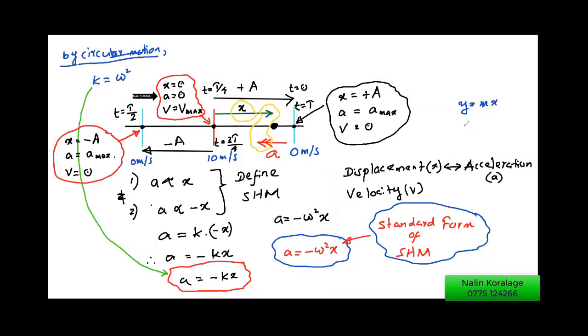The standard form of a straight line which is falling through the origin.